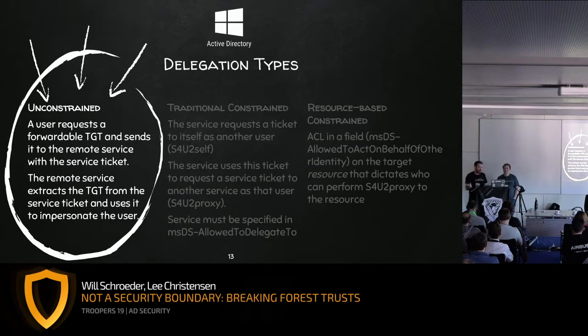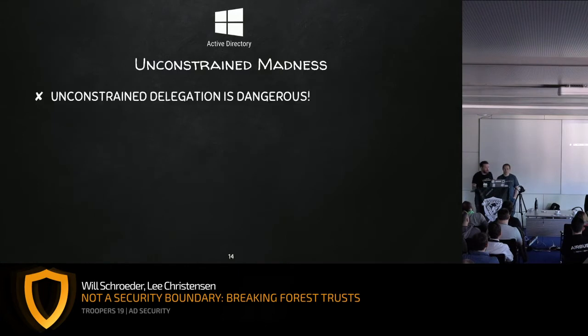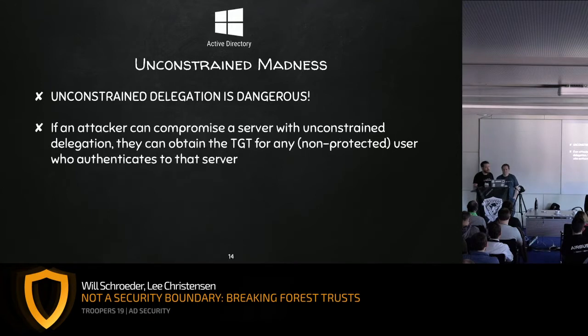Hopefully this seems like it might be slightly scary to people because unconstrained delegation is very, very dangerous. Microsoft realized this. That's why they introduced the constrained or more restricted flavors of delegation in the past few years. The reason it's very, very dangerous is if an attacker can compromise a server with unconstrained delegation, they can obtain a TGT for any non-protected user who authenticates to that server. So people that aren't in the Protected Users group or don't have the "account is sensitive and cannot be delegated" setting, which sadly most places don't take advantage of like they should.